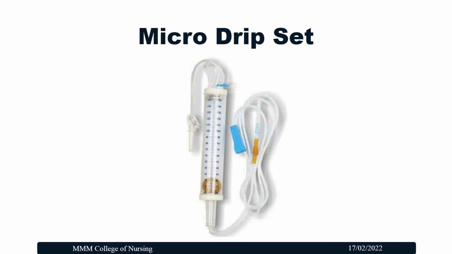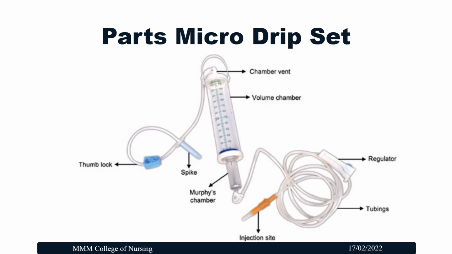Micro drip set. It helps to infuse the fluid at a controlled rate from a reservoir, so a small amount of fluid can be administered over a longer duration of time. Here the drop factor is 60 drops made from 1 ml of fluid. The micro drip set has different parts. It is more or less similar to the IV tubing. In addition, it has a volume chamber.